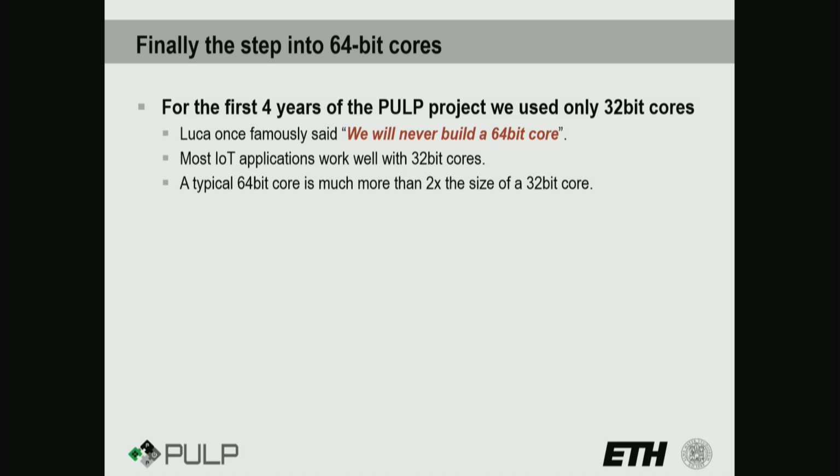And now as a final step, we also tapped into the world of the 64-bit cores. So in the first 4 years of the Pulp project, we used only 32-bit cores. And my boss, Luca, once famously said that we will never, ever build a 64-bit core. That was motivated by the fact that most IoT applications work well with 32 bits, and the typical 64-bit core is much more than just 2x the size of a 32-bit core. So there's not much to be gained at first glance.